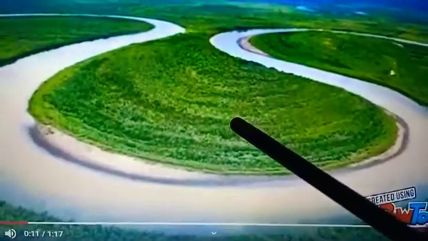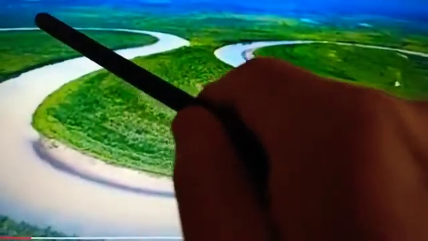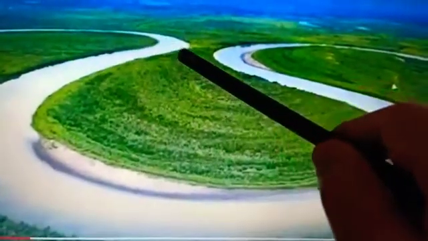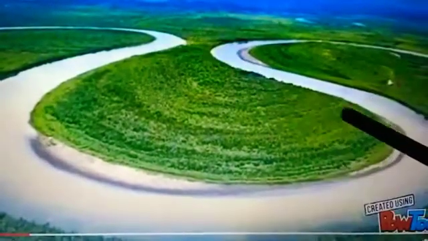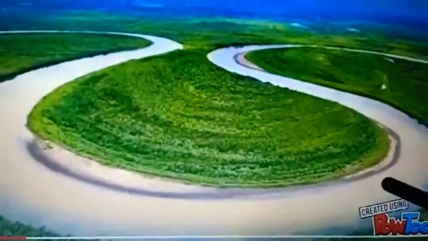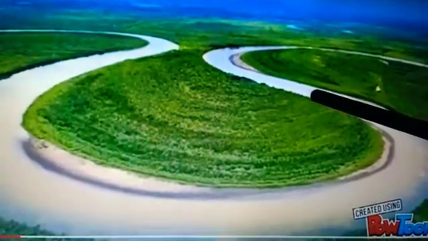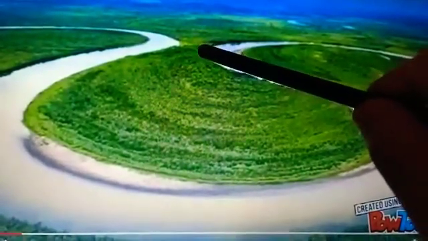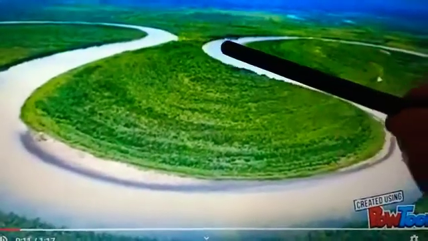But how is an oxbow lake formed? Let us see that water flows straight and strikes on the outer bend. On the outer bend, water is faster. It is faster on the outer bend of this part of the river. And this is the outer bend.